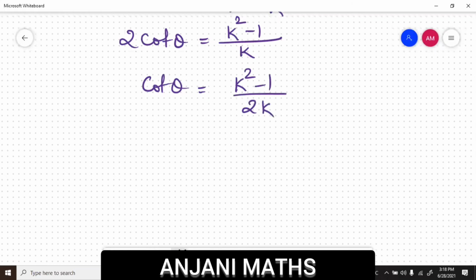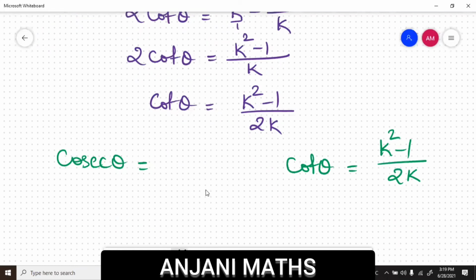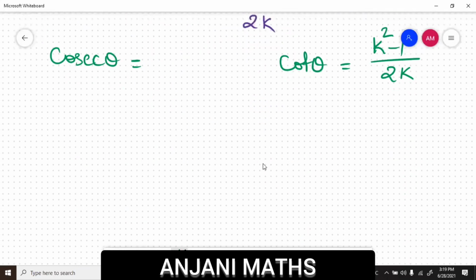So what are the two equations we got? By adding those two equations we got cosecant theta, and we got cot theta. Cot theta is k square minus 1 by 2k, and cosecant theta is k square plus 1 by 2k. So we got two trigonometric ratios. It's enough to know all the other trigonometric ratios if you know two trigonometric ratios.